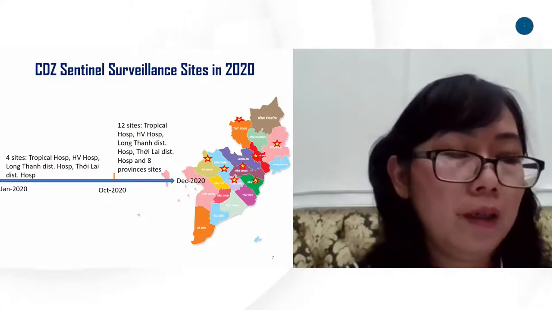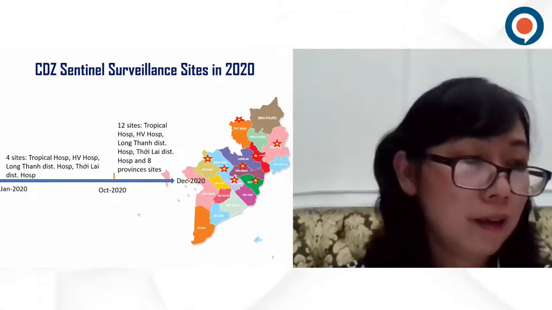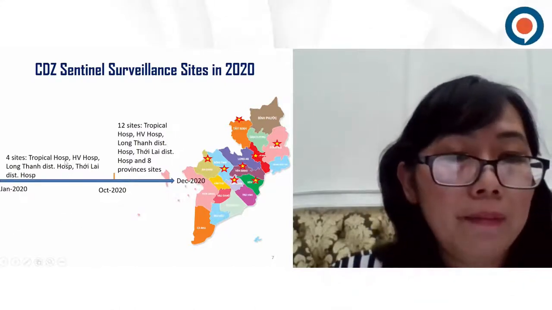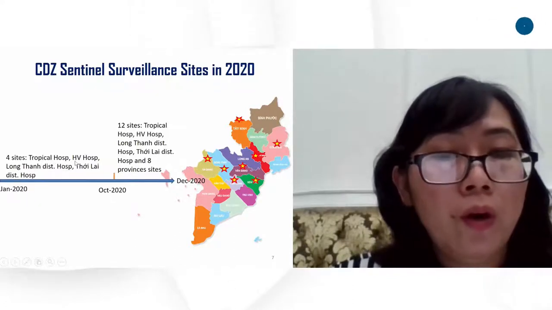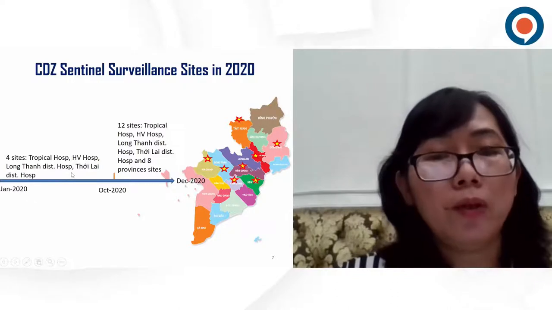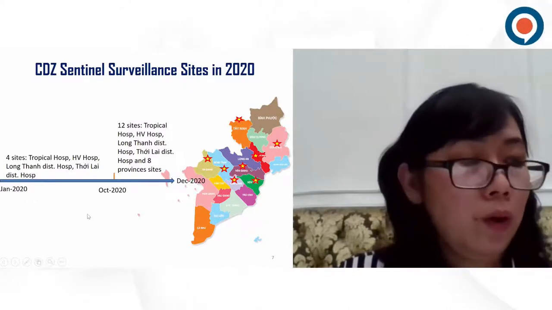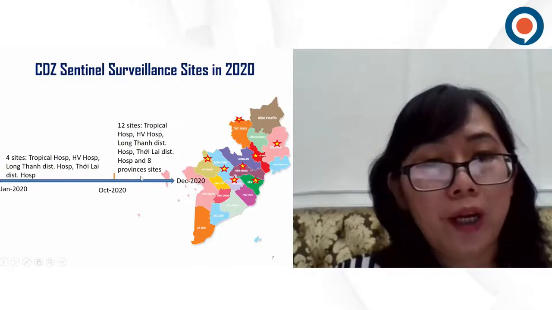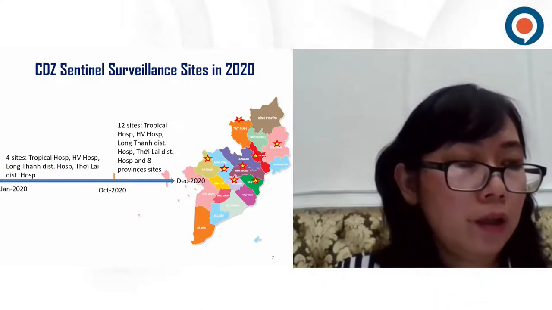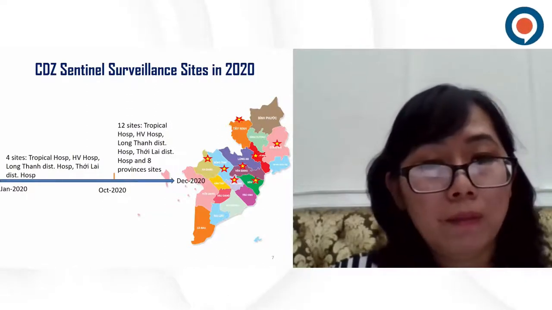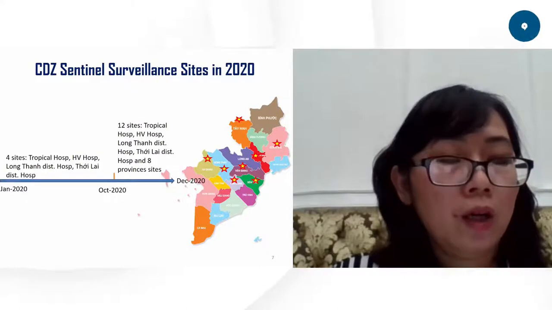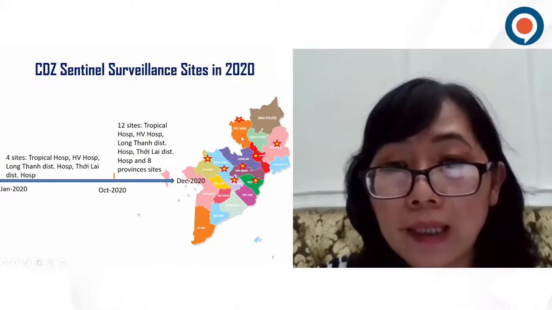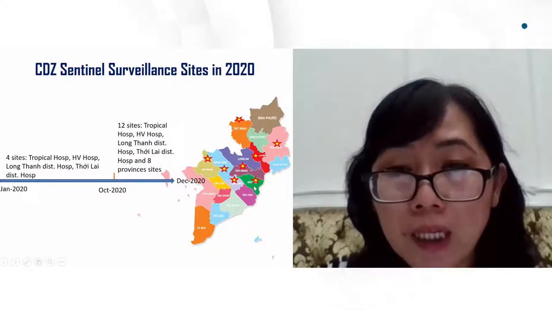In the first 10 months of last year, all sites in southern Vietnam were established for this system, including the tropical hospital, Hồng Vương hospital, Long Thanh district hospital, and Thới Lai district hospital. Additionally, with the risk of imported Chikungunya cases from Cambodia last October, a provincial Sentinel system took more samples, including An Giang, Đồng Tháp, Long An, Tiền Giang, Tây Ninh, Đồng Nai, Bến Tre, and Ho Chi Minh City.